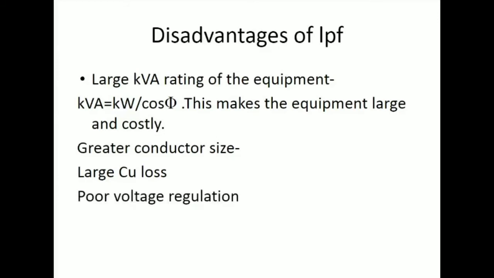Then poor voltage regulation. As the current increases, the I into R drop in the resistance in the transmission line and in the machines will increase. So the regulation of the voltage will be poor. That means the sending end voltage will not get faithfully transmitted through the conductor to reach the consumer. At the consumer side, the voltage will be lower due to IR drop. So low power factor results in poor voltage regulation also.